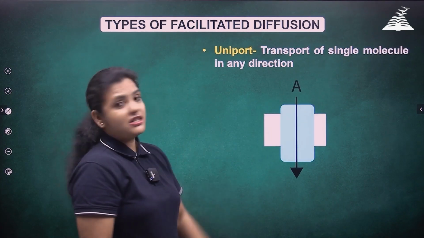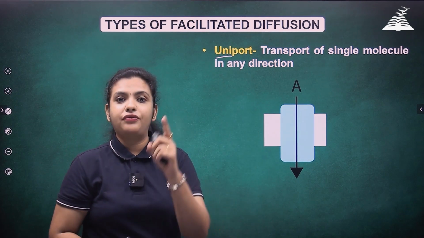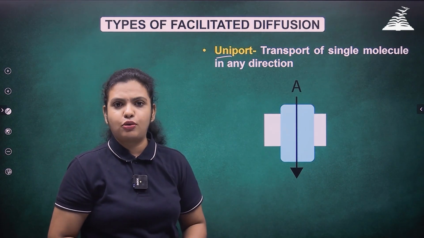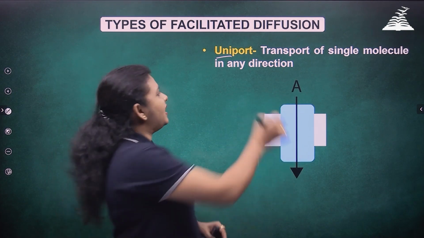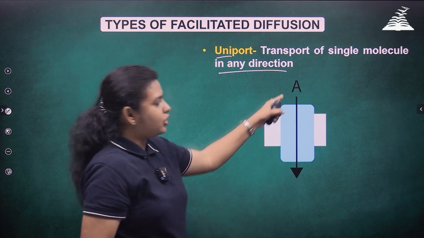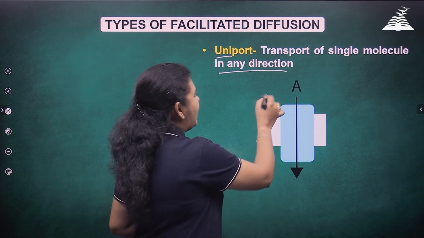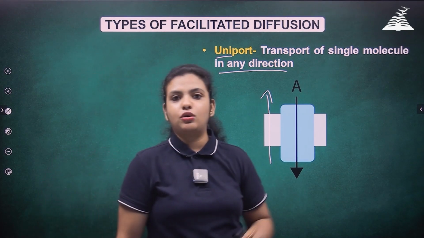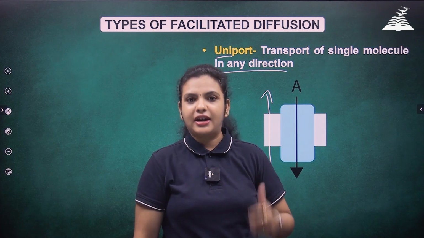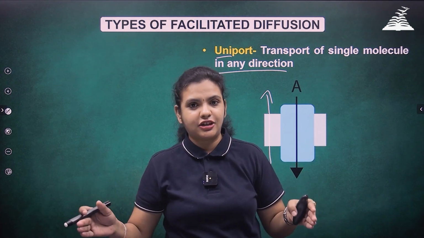The last one is uniport. Uni means single. So I have only one molecule which is going to be transported. It is going to come from higher to lower concentration in any direction. Either the molecule can come from this end to this end, or it can go back in this direction. But I have only one molecule in uniport, right?